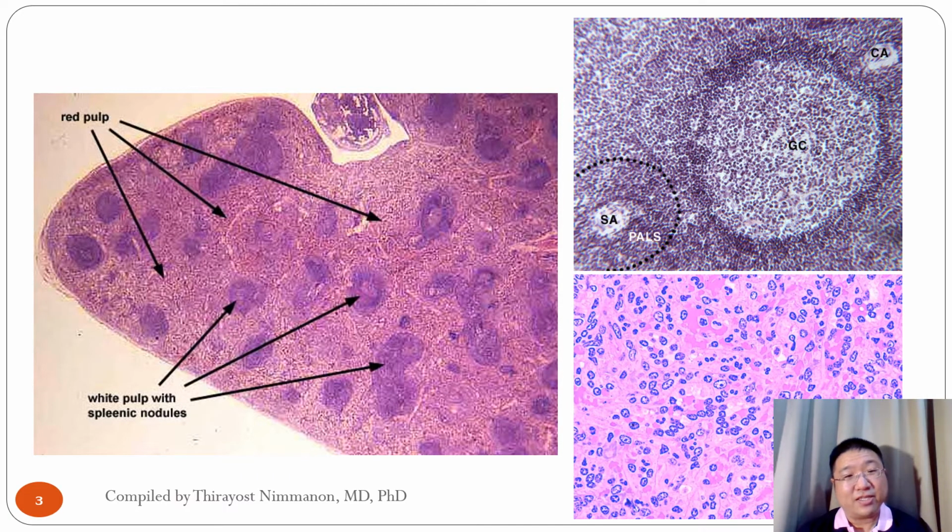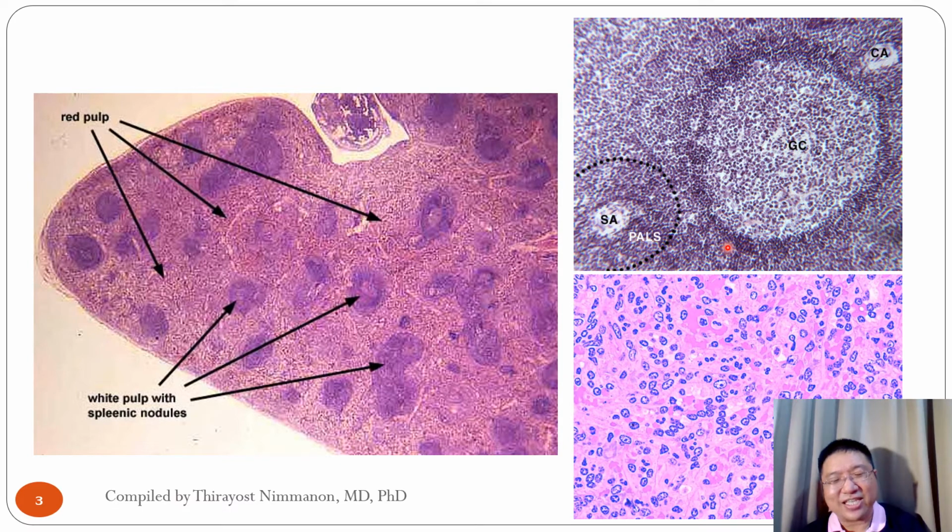And in the histology of the spleen, we can see two different areas: white pulp, with splenic nodules, and red pulp. In the white pulp area, we will see the zone of lymphoid follicles, which is for B cells.